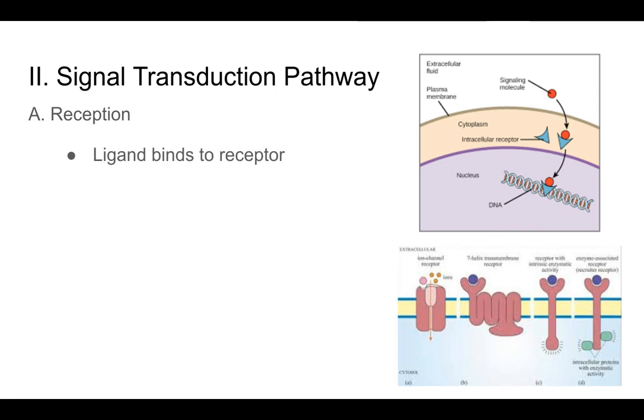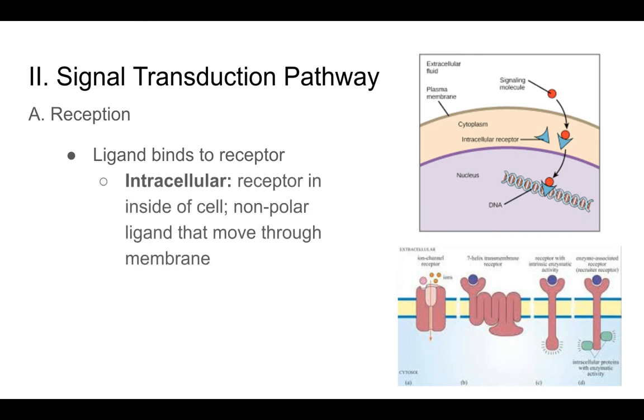We know that a ligand binds to a receptor in the reception process. There are a couple of different kinds of receptors. Namely, what we just talked about with hormones, an intracellular receptor. Intra as a prefix means inside of, internal. So this is a receptor that is actually found inside of the cell, not on the surface of the cell. And these intracellular receptors typically bind nonpolar ligands, like hormones, that can freely move across the cell membrane and bind to a receptor inside of the cell.